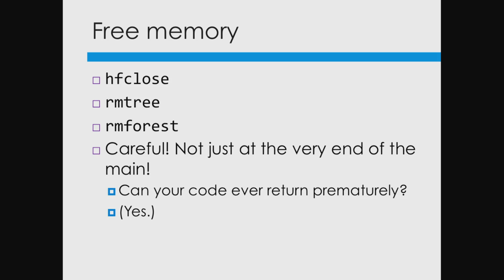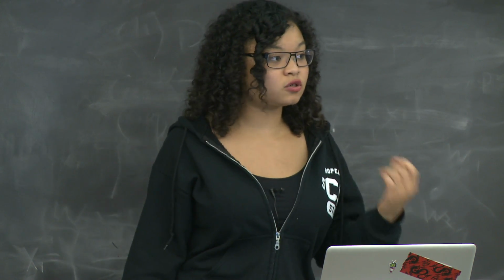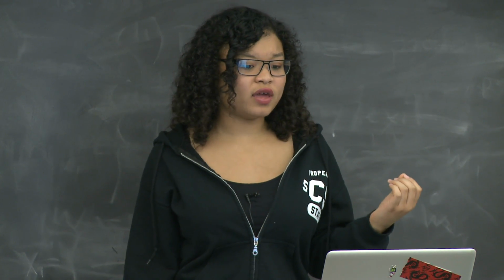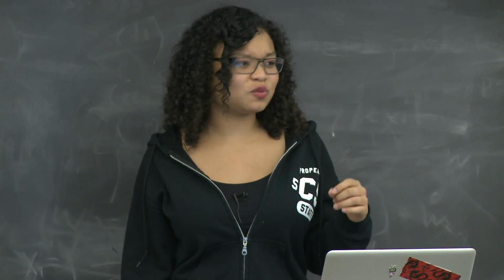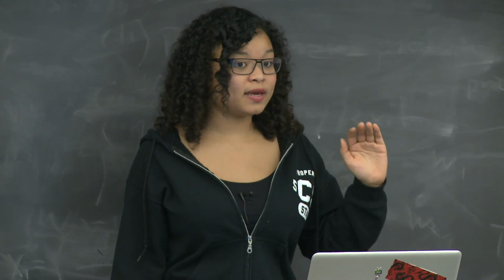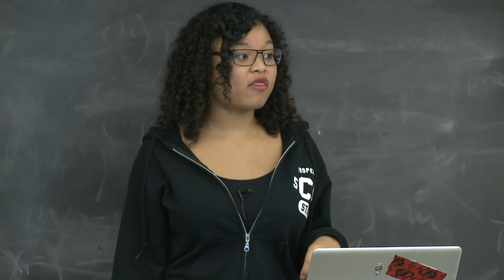So it's not just going to be at the very end of the main function that you quit your code. You want to look back to basically every instance that your code potentially might return prematurely, and then free whatever memory makes sense, right? If, say, you had called make forest and that returned false, then you probably won't need to remove your forest, right? Because you don't have a forest yet.